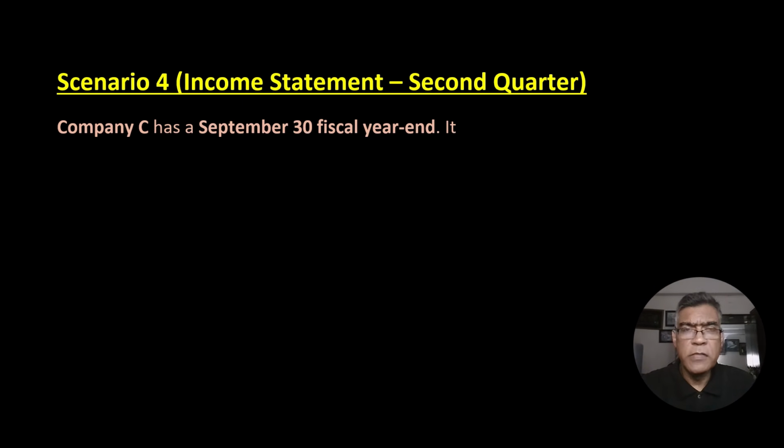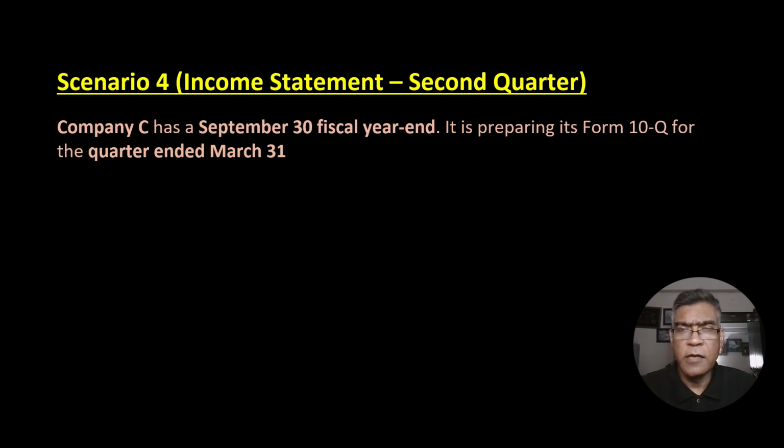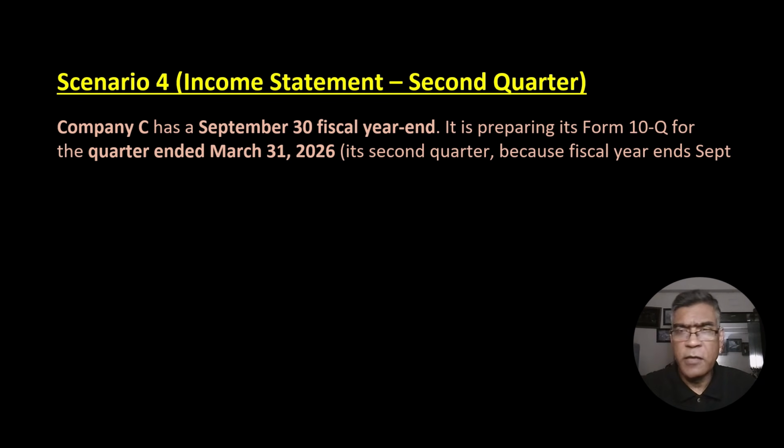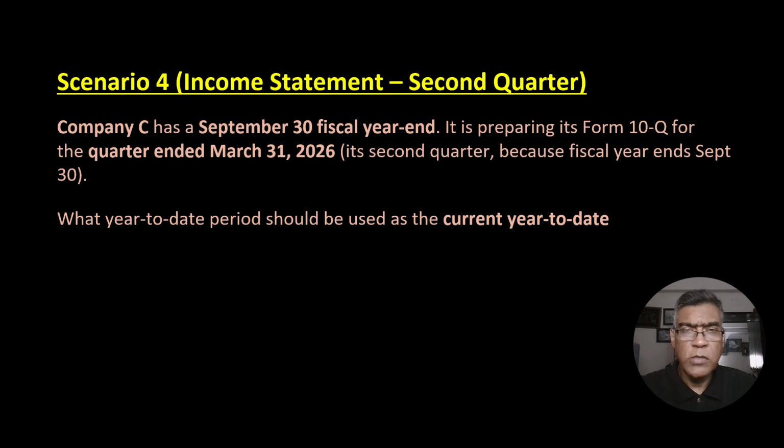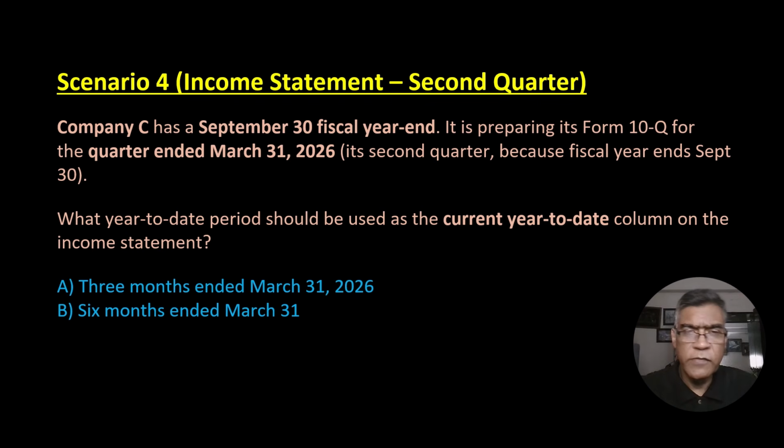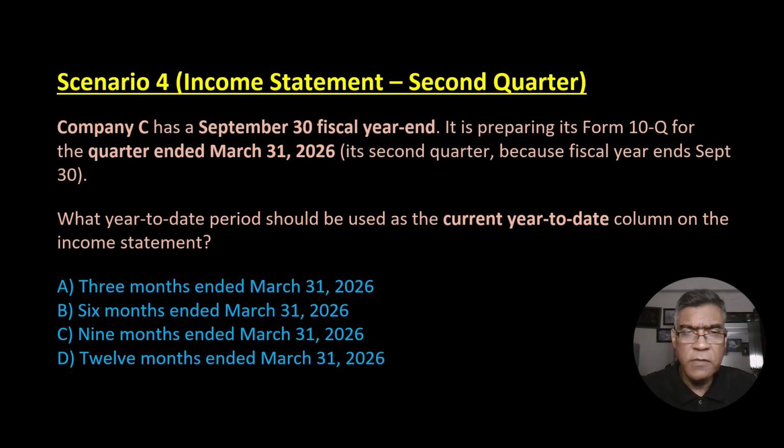Scenario 4. Company C has a September 30 fiscal year end. It is preparing its Form 10-Q for the quarter ended March 31st, 2026. Its second quarter, because the fiscal year ends September 30. What year-to-date period should be used as the current year-to-date column on the income statement? A. 3 months ended March 31st, 2026. B. 6 months ended March 31st, 2026. C. 9 months ended March 31st, 2026. D. 12 months ended March 31st, 2026.